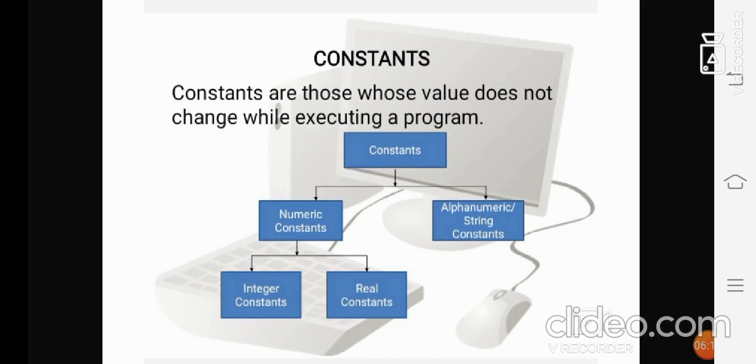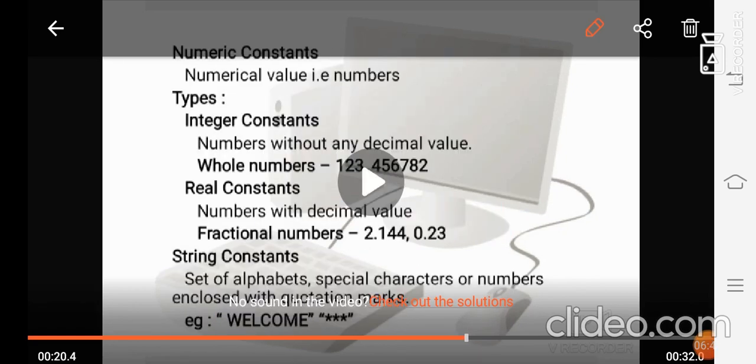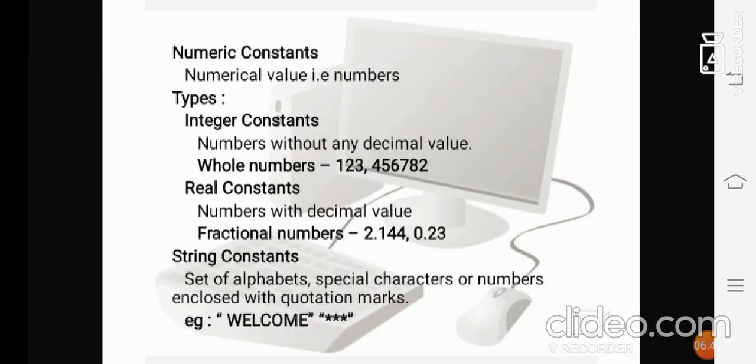Numeric constants are divided into two parts: integer constants and real constants. Now we study each one in detail. Numeric constants. A numeric constant is a numeric value, like numbers. The two types of numeric constants are integer constants and real constants.